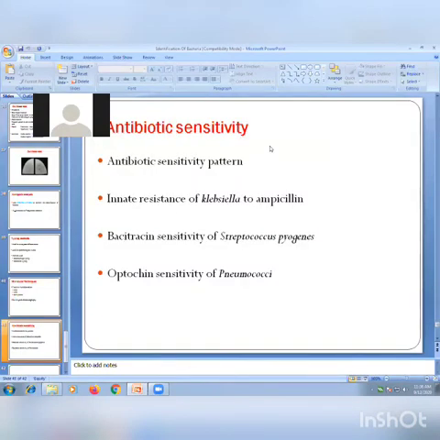Then antibiotic sensitivity tests. To study to which antibiotic it is sensitive or to which antibiotic it is resistant is also useful for identification of particular bacteria. Antibiotic sensitivity pattern: innate resistance of Klebsiella to ampicillin, bacitracin sensitivity of Streptococcus pyogenes, optochin sensitivity of pneumococci. All these are useful for identification of particular bacteria.